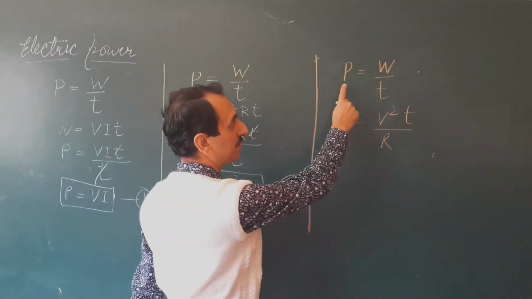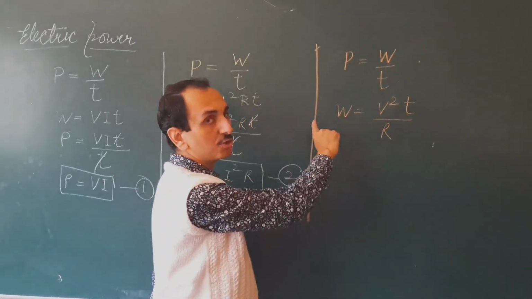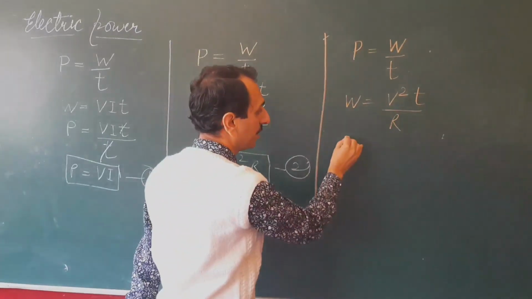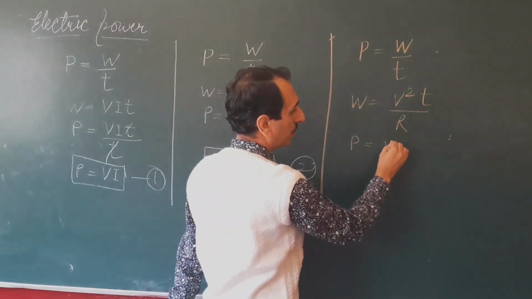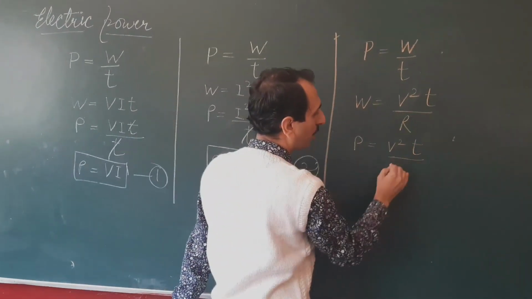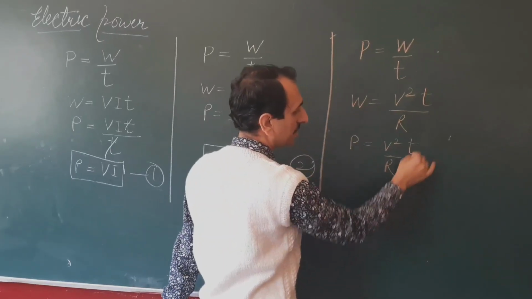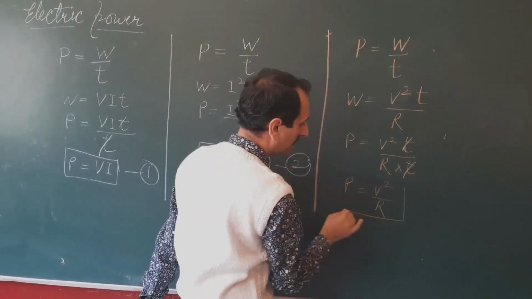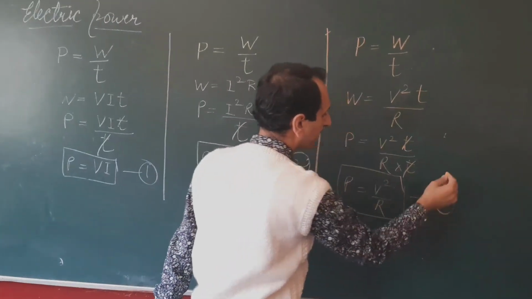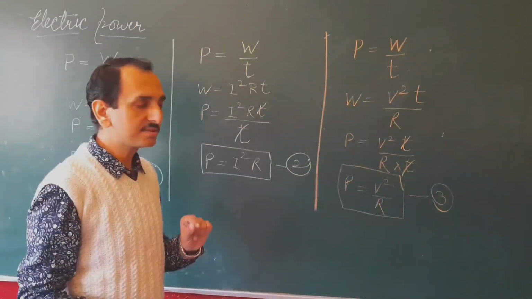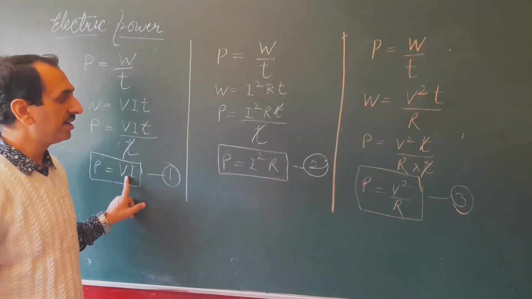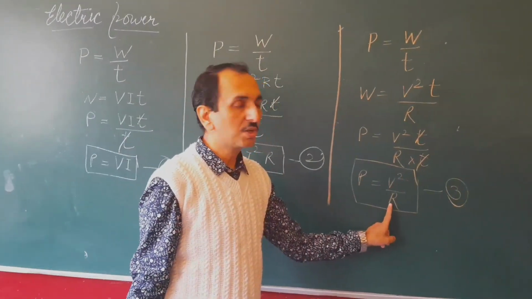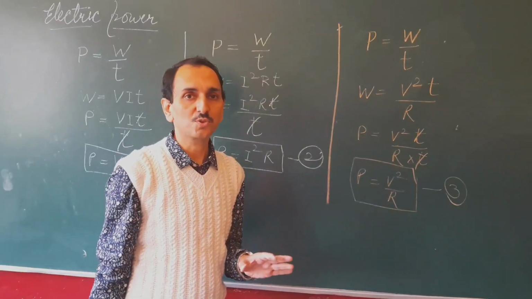Next formula, P equal to W upon T. As we know, heat or work is V square T upon R. Let us fill the value. P equal to V square T upon R into T. The third formula will be V square upon R. Now we have derived three formulas: P equal to VI, P equal to I square R, P equal to V square upon R. You can use any formula in the application based question for calculations.